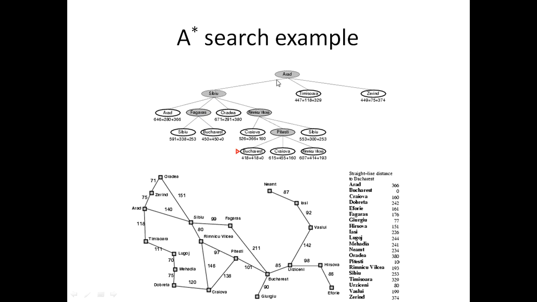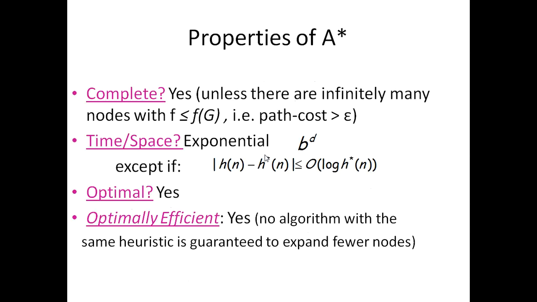But in the case of A star search, we follow Arad to Sibiu, then Rimnicu Vilcea, then Pitesti, and then Bucharest. We discussed earlier that the greedy path was not optimal because its total path cost is larger than the path cost that A star search gives us. So we say that A star search is optimal in comparison to best first search. Talking about the properties of A star, it is complete unless there are infinitely many nodes. In that case we might not get a complete result, but in general cases, yes, the A star search algorithm is complete.